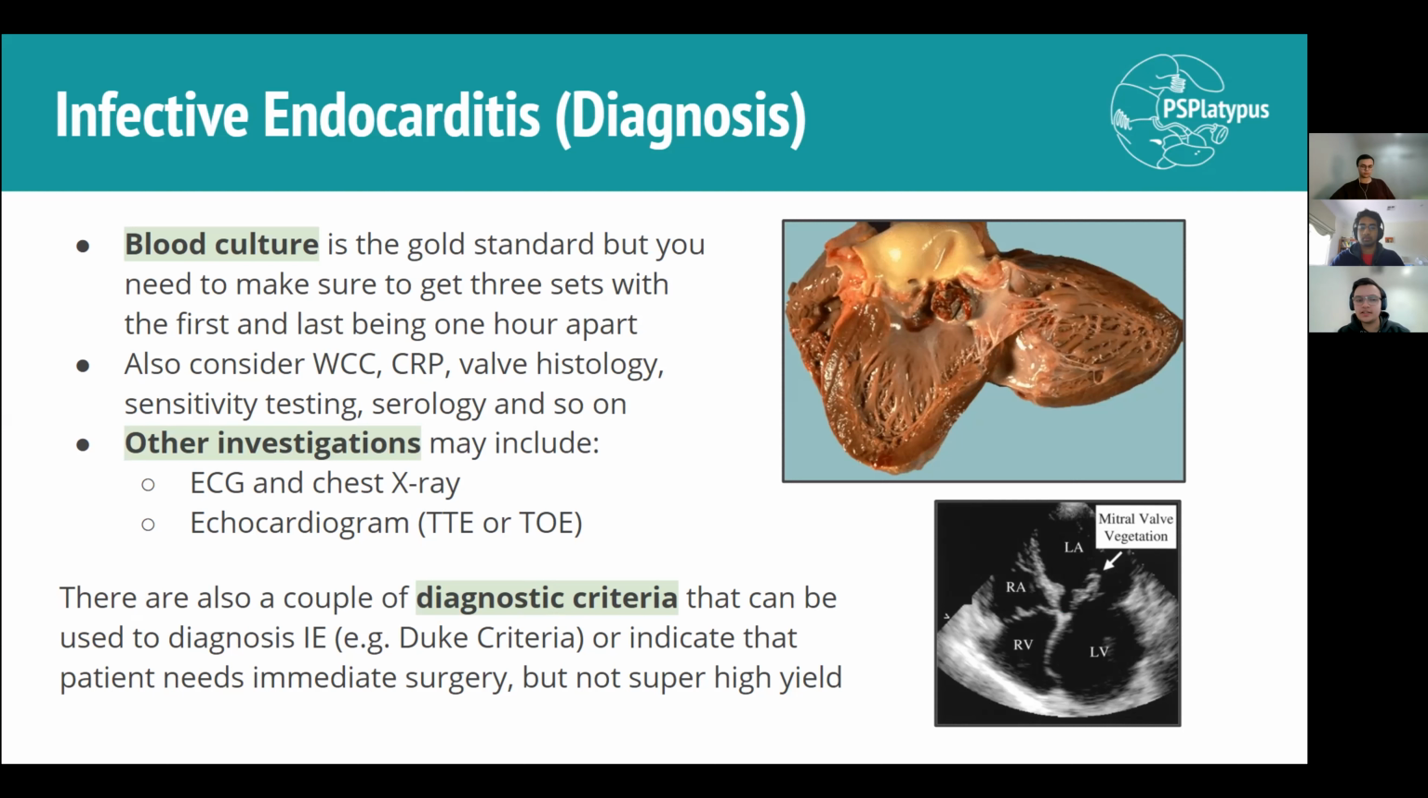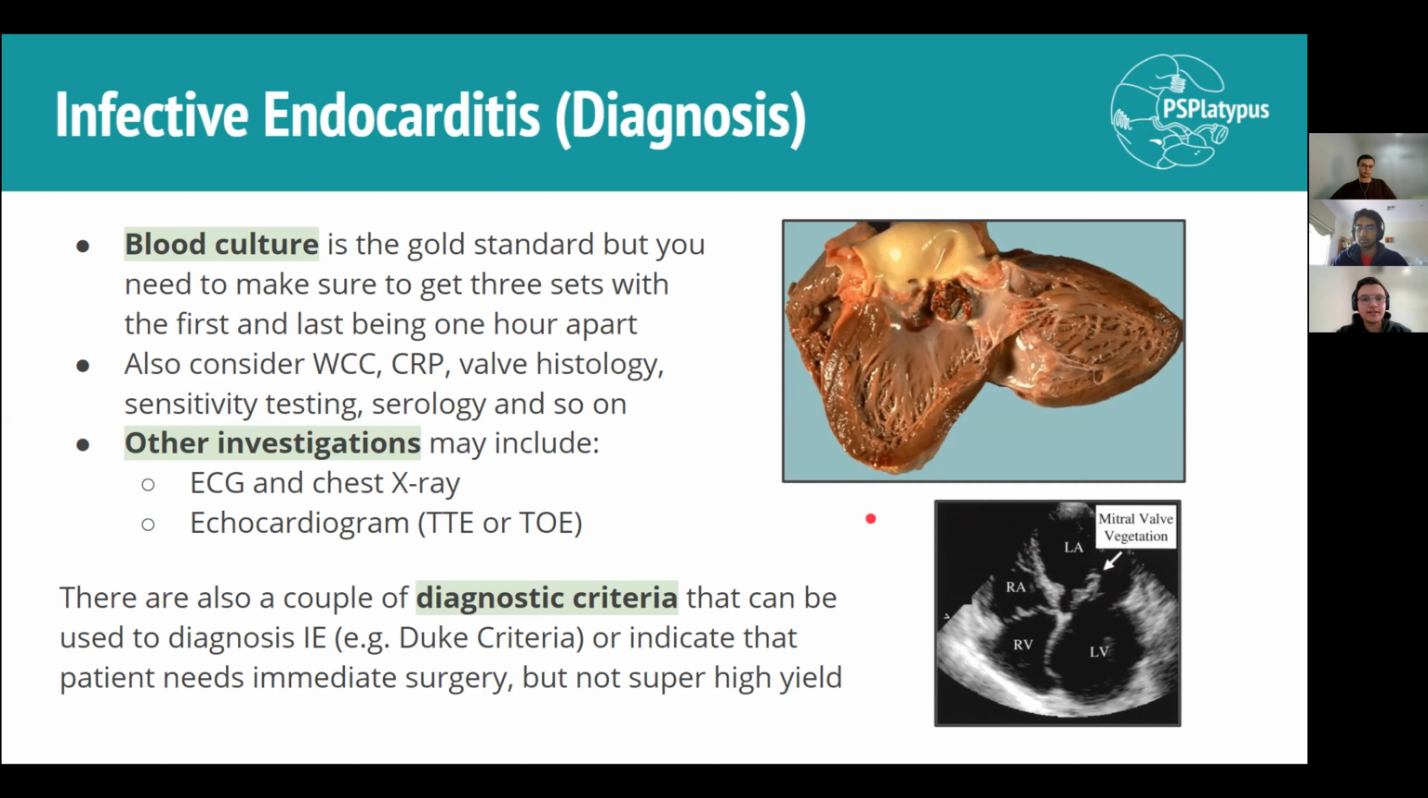You can also consider things like white cell count and CRP to look for inflammation, and valve histology to check for any vegetations, and so on. Other really good investigations to consider would be an ECG to look for any rate or rhythm changes, chest x-rays, and echocardiograms. So you've got transthoracic echocardiograms or transesophageal echocardiograms. You can see at the bottom, I believe this is a transesophageal. I'm not really good at reading these yet, but it'll show you a kind of disorder in one of the valves. You can see there's a tough sort of vegetation forming there.